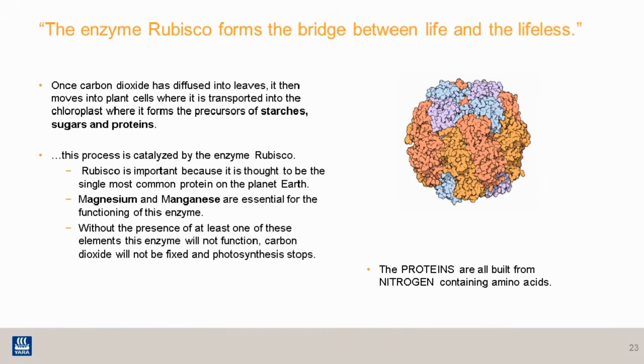The next bit that we need to think about is a molecule which is seen as the bridge between life and lifeless, as it's described, and that's the enzyme rubisco. That carbon dioxide, with its carbon, needs to be converted into sugar, and the critical process there is the rubisco enzyme. It is the single most common protein on Earth, and for it to function correctly it needs magnesium and manganese. So again, a really critical stage where carbon dioxide is converted into sugars.